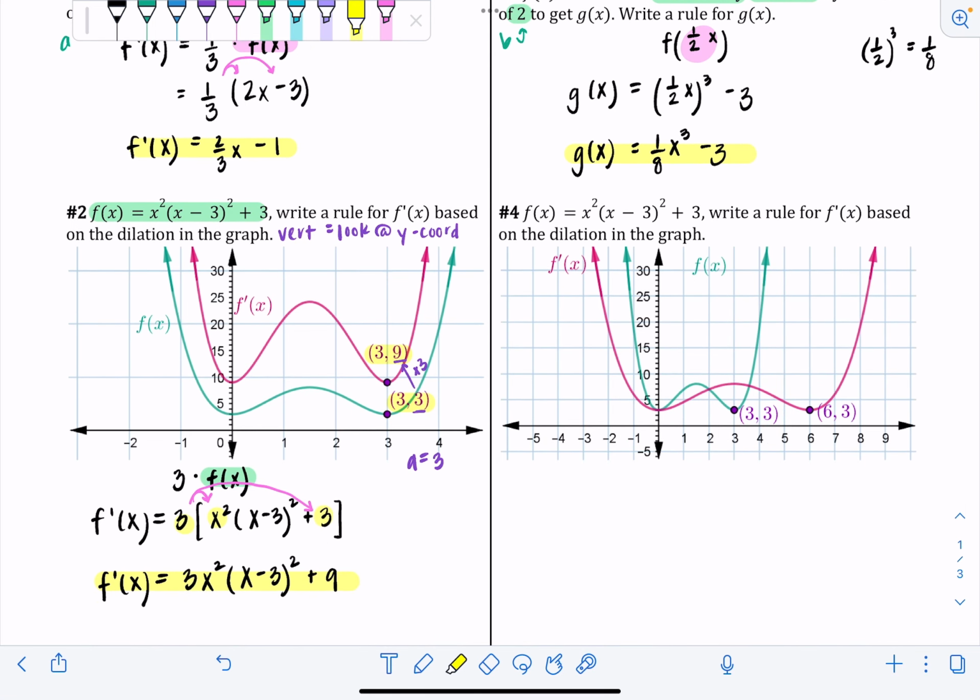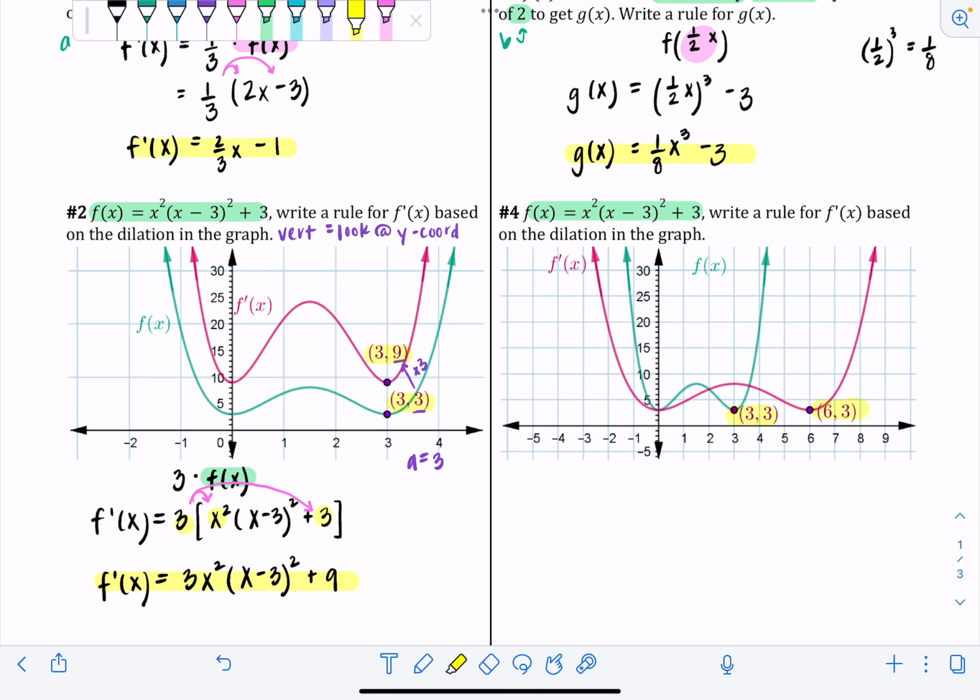And then for number 4, we're starting with the same function as we did for number 2. The way that the graph is scaled is a little bit different, but it's the same function. So f of x equals x squared times x minus 3 squared plus 3. Write a rule for f prime of x based on the dilation in the graph. So we're given the green function. We want to write a rule for the magenta function. In order to do this, we have to look at the 2 points that were given: 3, 3, and 6, 3.